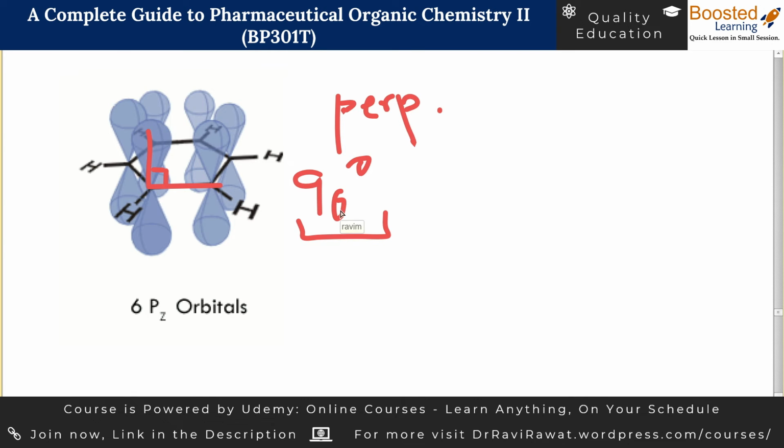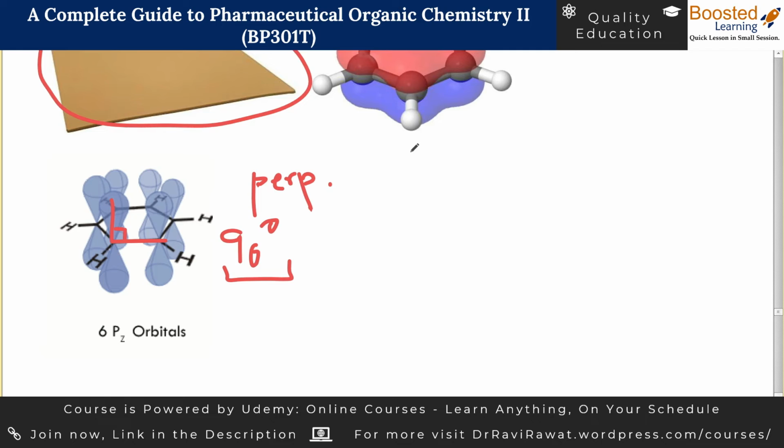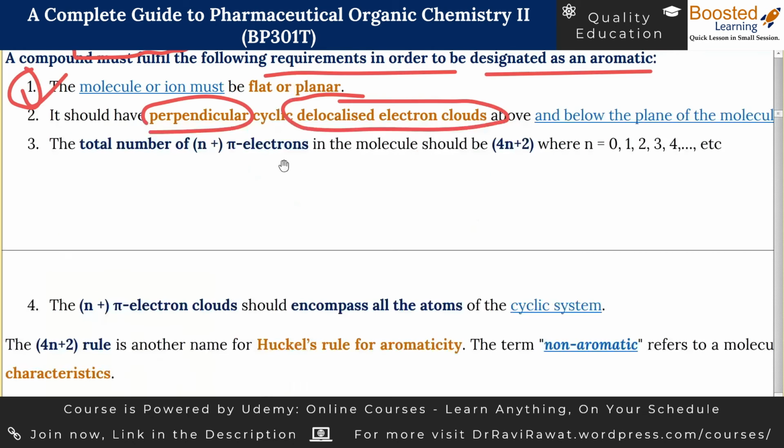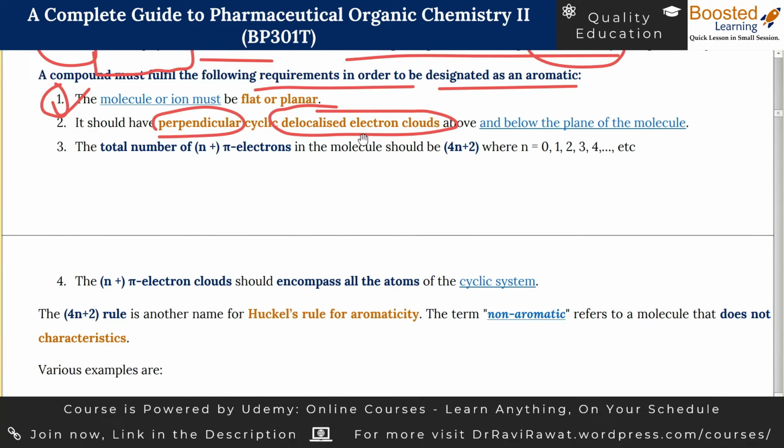Being perpendicular. So the p orbitals, or any other orbital which is part of the conjugation, should be perpendicular to the molecule. This was the criteria number 2.